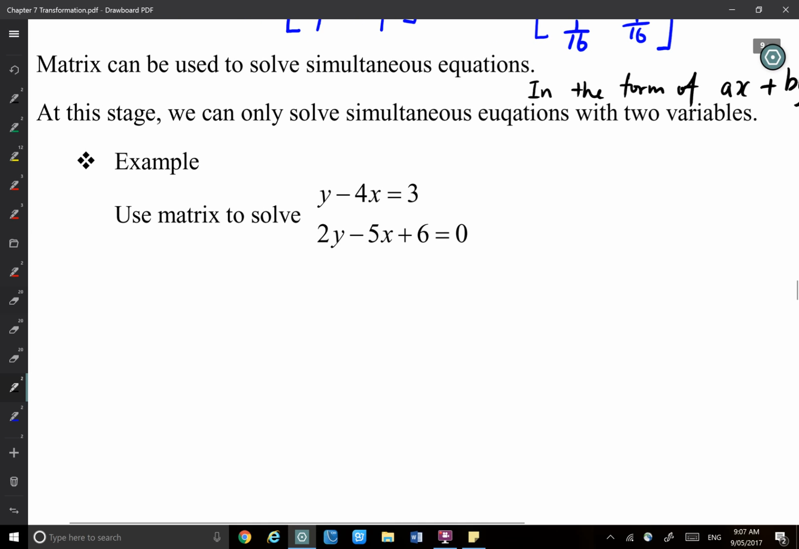At this stage, we can only solve simultaneous equations with two variables. Why two variables? Because we only know the inverse for a 2 times 2 matrix. We don't know the inverse for 3 times 3. I will show you why.